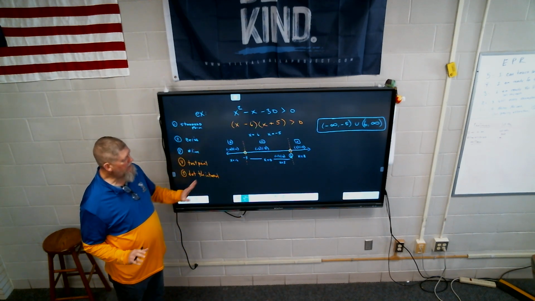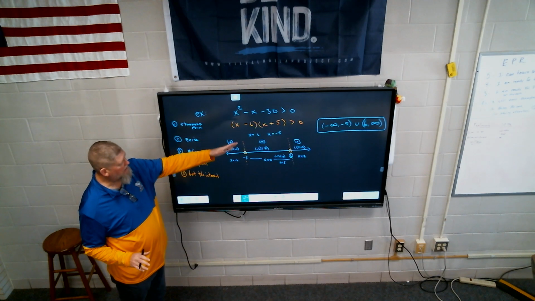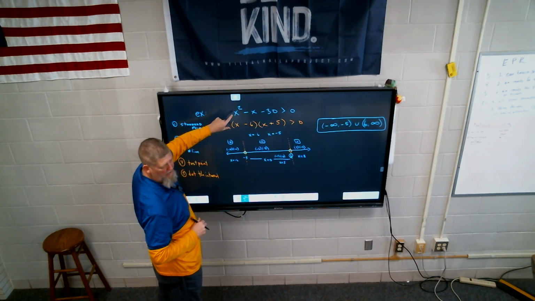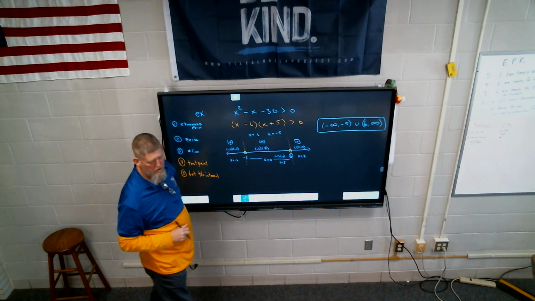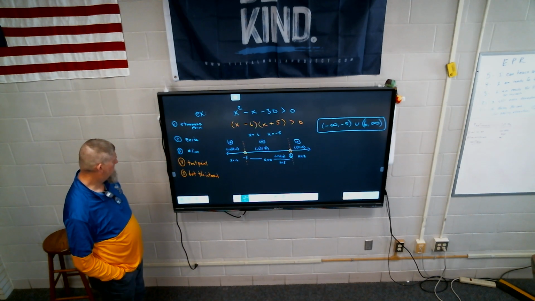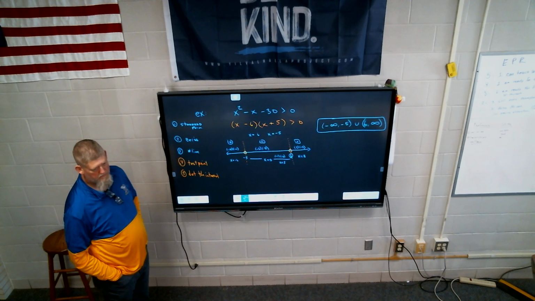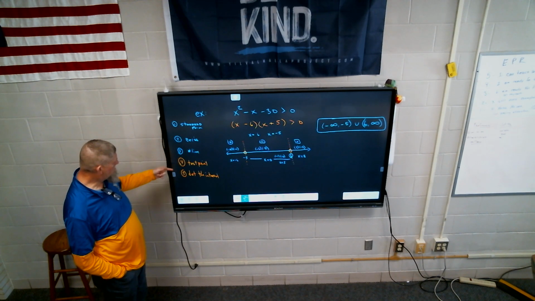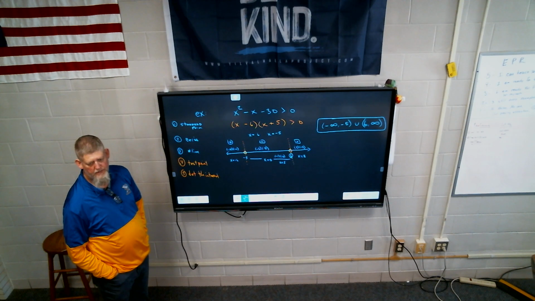So my answer is negative infinity to negative 5 and 6 to infinity. Any value you pick that's between negative infinity and negative 5, or that's between 6 and positive infinity, any number you pick will give you a positive value. Will give you something that's greater than 0. There you go. 5 steps. Standard form, zeros, number line, test point, determine the interval.